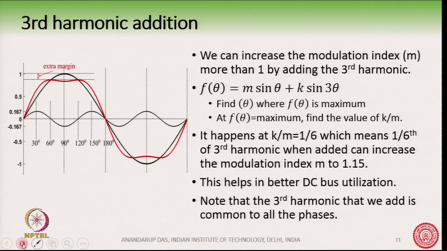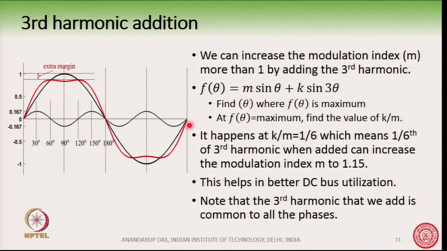So, how do we know now what is the exact magnitude of third harmonic we can add? What is the exact magnitude of third harmonic that we should add so as to push or to get the maximum out of the sinusoidal PWM? So, here we see that there are two waveforms. This is the fundamental waveform, and then we also have the third harmonic which we have added, and the red colored waveform is the resultant waveform after adding the third harmonic.